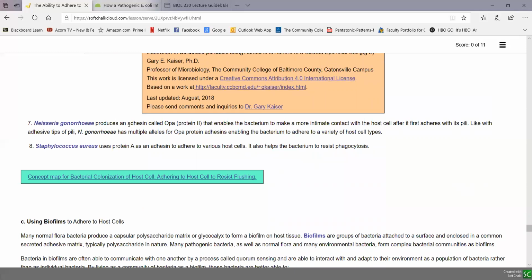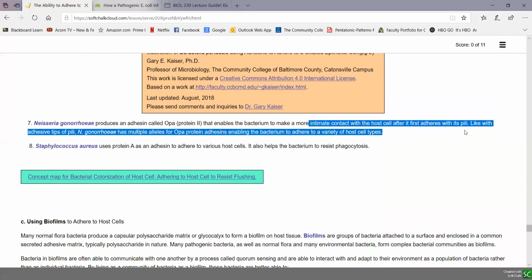The adhesin proteins for Neisseria gonorrhoeae are called Opa proteins, and they again allow the bacterium to bind more tightly to the host cell after it first adheres with pili. And again, there are multiple alleles for these cell wall adhesins or Opa proteins that allow the bacterium to adhere to a variety of different host cells, just like it can make a variety of different adhesive tips for its pilus.